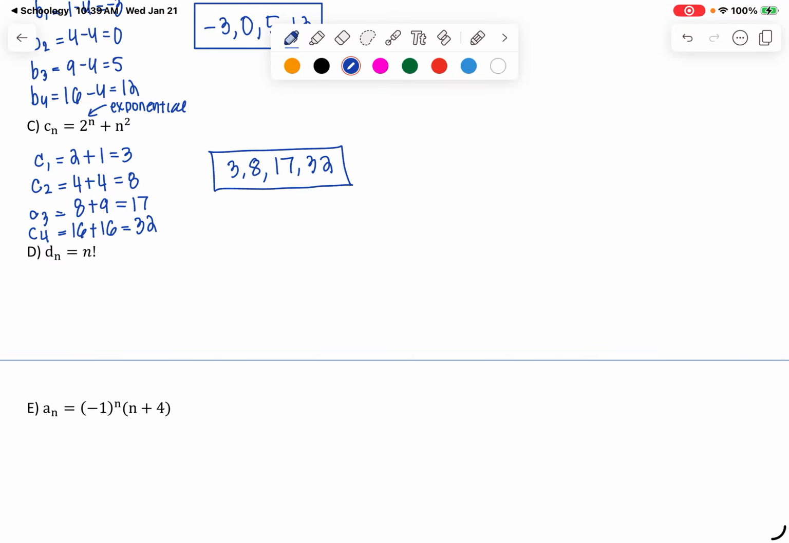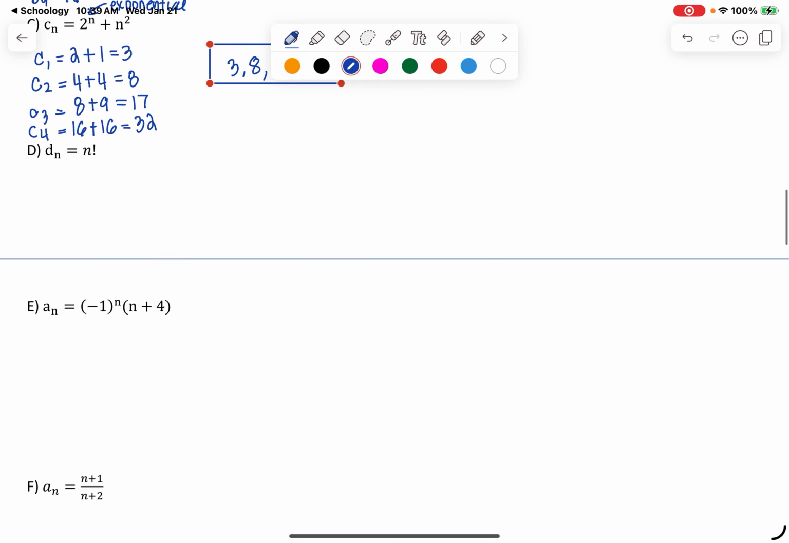All right, lastly, not lastly, there's more after that, I can see them. We have n factorial. So we are going to find d sub 1, d sub 2, d sub 3, and d sub 4. That exclamation point means factorial, okay? The easiest way to explain it is that if I wanted 10 factorial, that is 10 times 9 times 8 times 7 times 6 times 5 times 4 times 3 times 2 times 1, okay? So you take that number and you keep multiplying it by each number that's minus 1 from it.